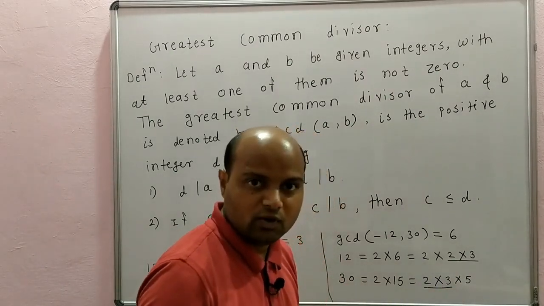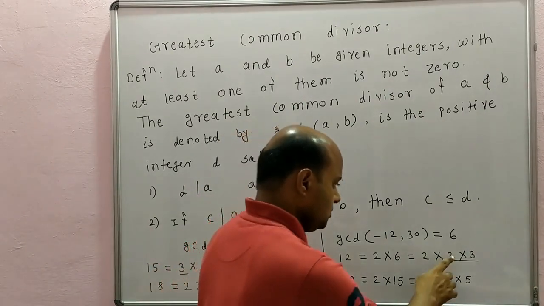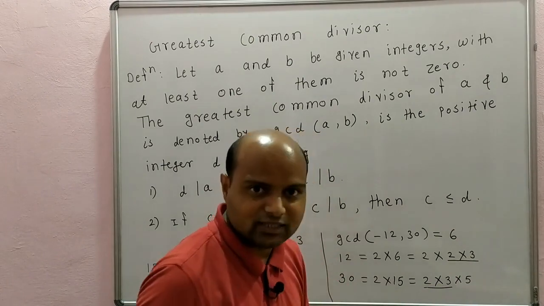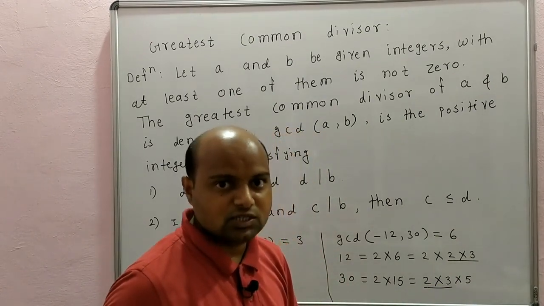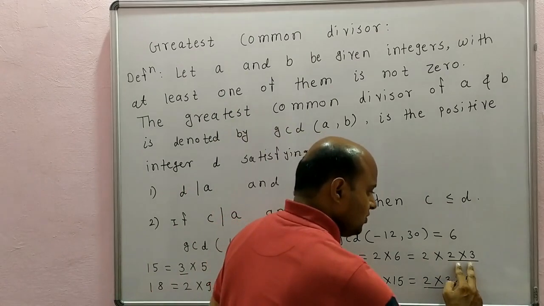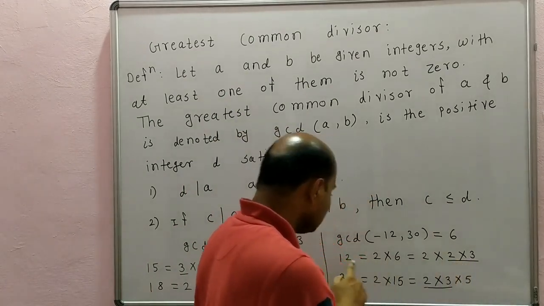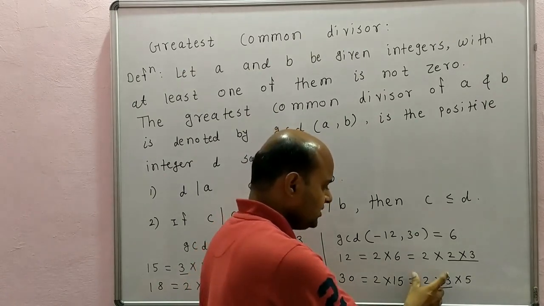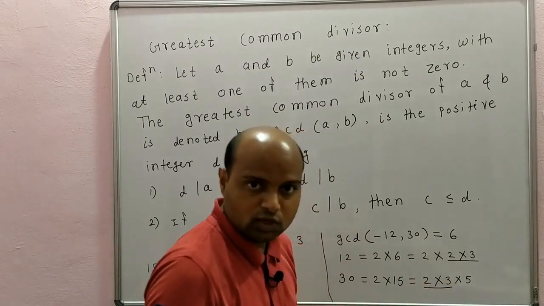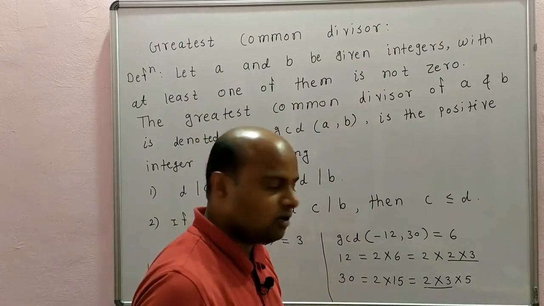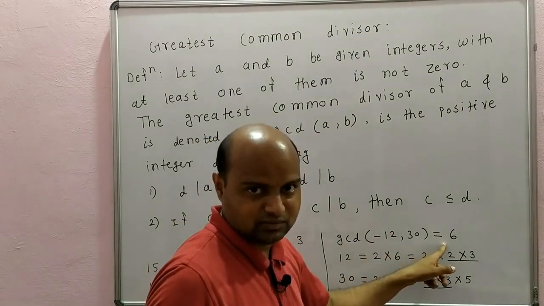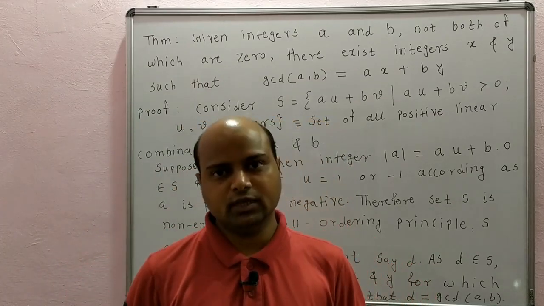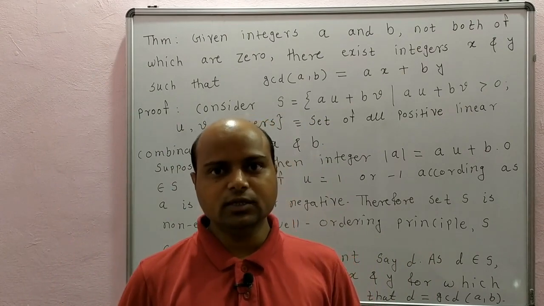Now, we have to take the common factor or common divisor. See here, 2 is a common divisor, 3 is also a common divisor. So, I cannot say that 2 is the GCD or 3 is the GCD. Since 2 into 3 is 6, and 6 also divides 12 and 6 also divides 30. Is there any other common factor? No. Therefore, the greatest common divisor of minus 12 and 30 is 6.